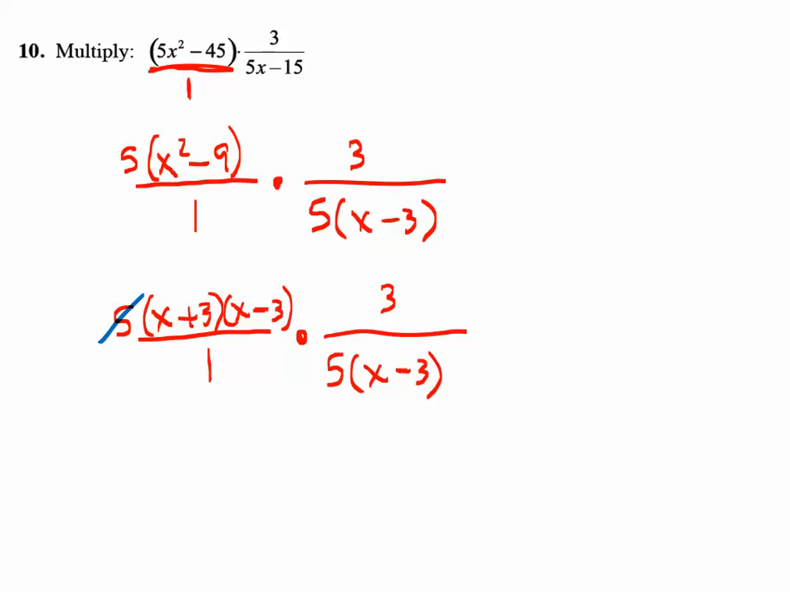And now we can see the 5's can be canceled, x minus 3's can be canceled, and eventually we'll get an answer of just 3 times x plus 3. And notice, do we just have 1's on the bottom of the fraction? And since there's just 1's on the bottom of the fraction, we don't really need that because now we have a whole piece. All right, and this is the end of 5.2.